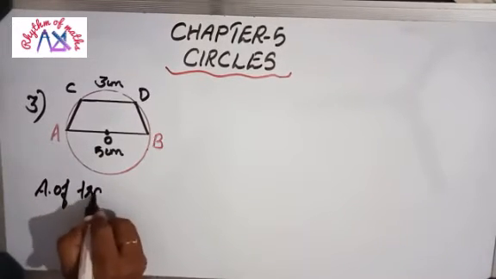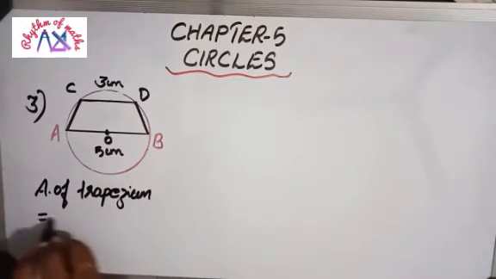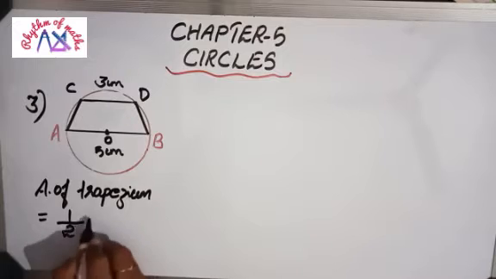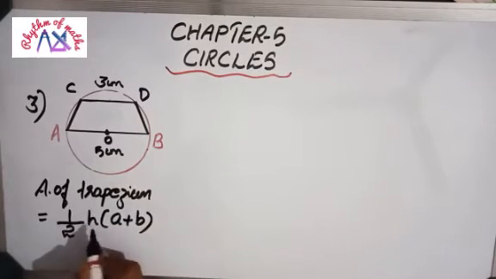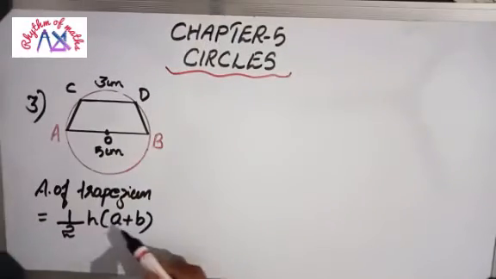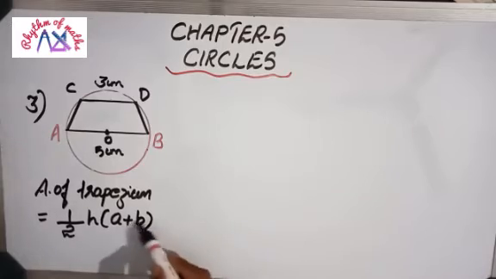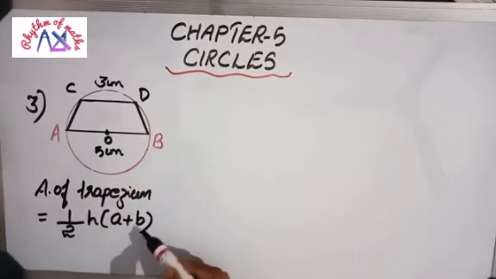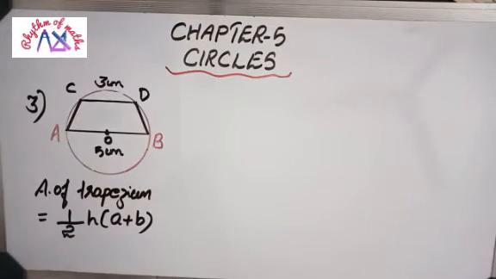Area of trapezium you have learned in 8th standard. Area of trapezium is half into h into (a plus b). Here h means the distance between the parallel sides, and a and b are the upper and lower sides. Here these two sides are given: a is 5 centimeter and b is 3 centimeter. But the perpendicular height is not given. That is the thing we first need to find.